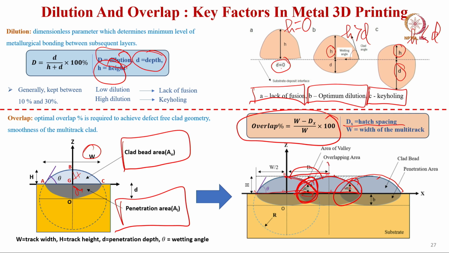Hatch spacing is essentially the distance between the two maxima points in the height of the single tracks. Capital W is the complete width of the multi-track, from here to here. So the overlap is W minus Dx, divided by W, into 100.